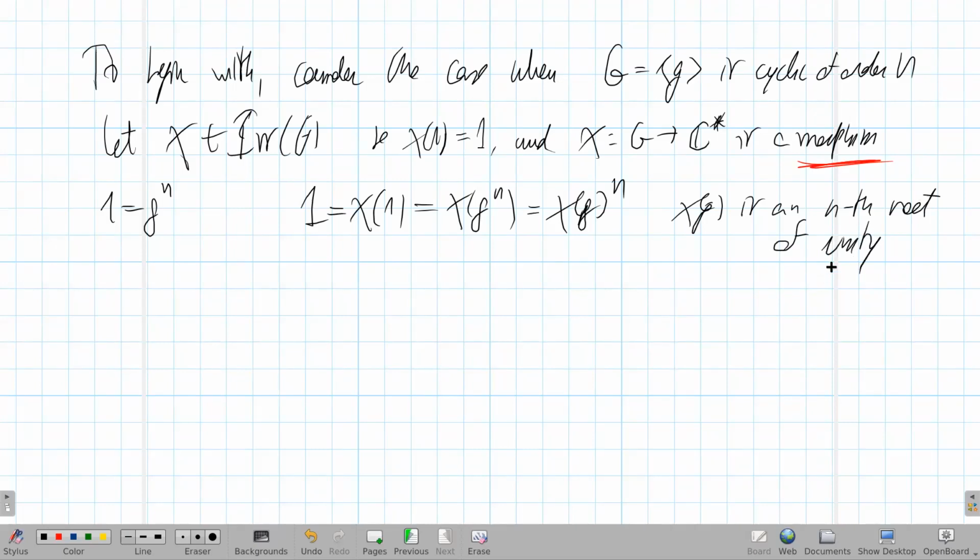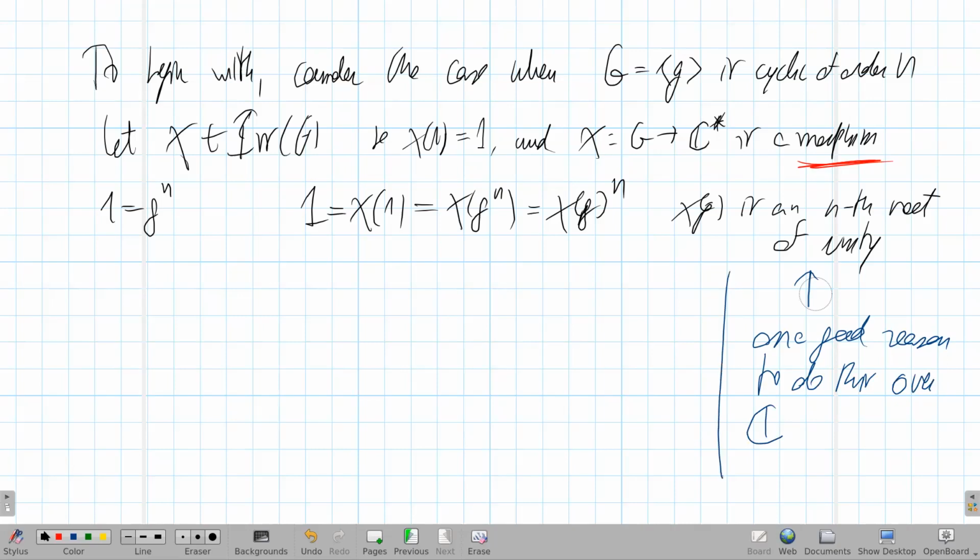Before I forget, this is one of the reasons why the theory of group representations developed first over the complex numbers. Then you have generalization coming in the ensuing decades. But in the complex numbers, we have all the roots of unity, for any n. One good reason to do this over C is that it is algebraically closed and so has nth roots of unity for all n.